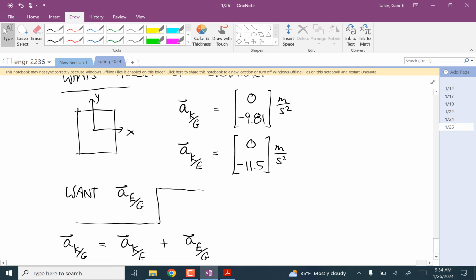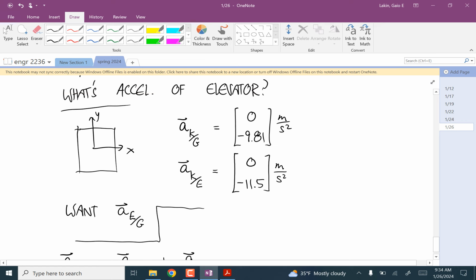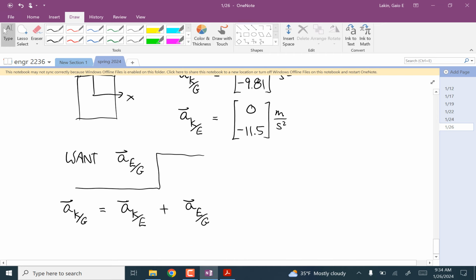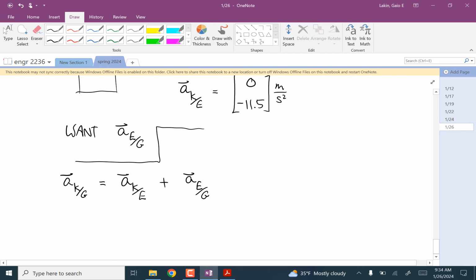Which subscripts fit into the equation? Any set of subscripts works if it works as fraction multiplication. So as long as this is true, then it works as a relative motion equation.